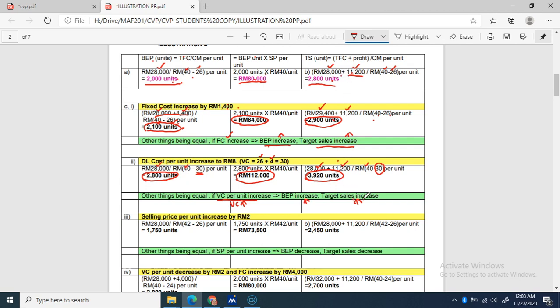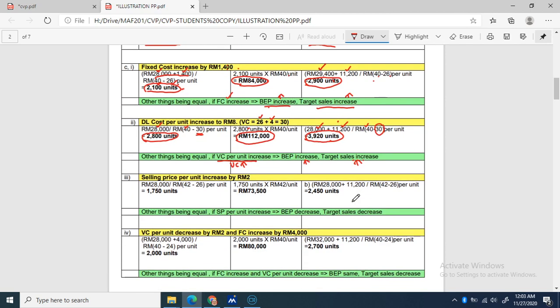Target sales also increase. So this is the effect if your variable cost per unit increases. If variable cost decreases, BEP decreases, and target sales also decrease. Okay, the third one: selling price increases by 2 ringgit. Fixed cost remains unchanged, variable cost remains unchanged. We refer to the original information, okay?